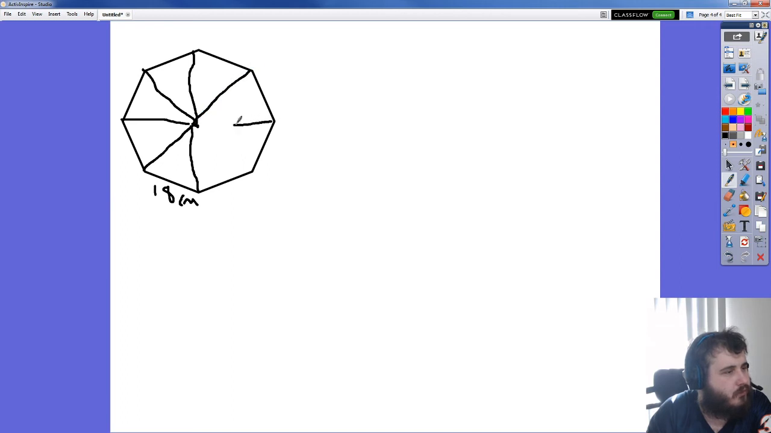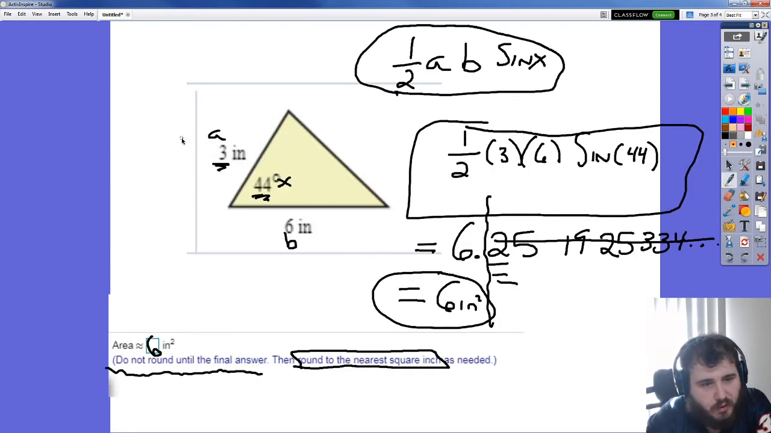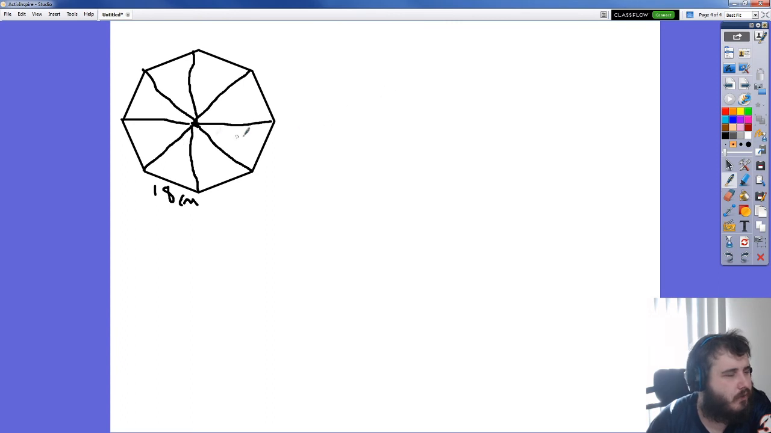We see that there's 8, right? There's 8 of them. 1, 2, 3, 4, 5, 6, 7, 8. So if I can just find one of these triangles, just like we did in the last one, then all I have to do is multiply whatever I get for that by 8. Makes sense, right? So in order to do that, we need the things that we had in the last problem. We need the 2 sides and the angle in between them.